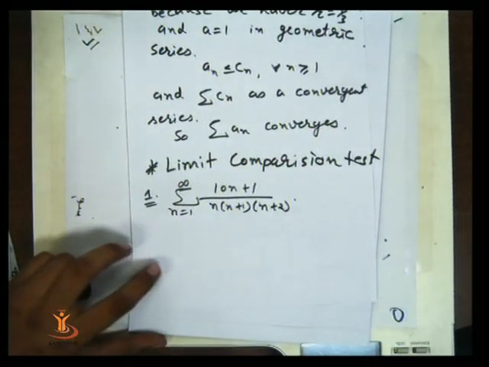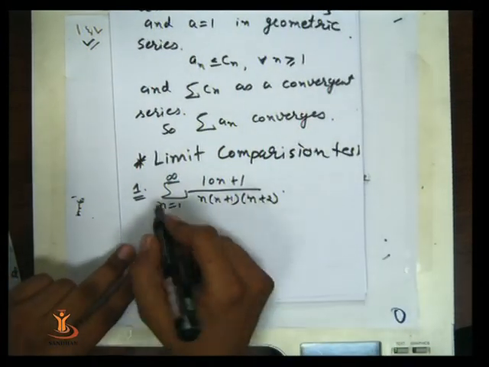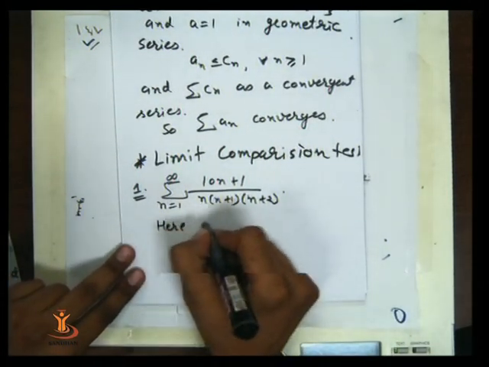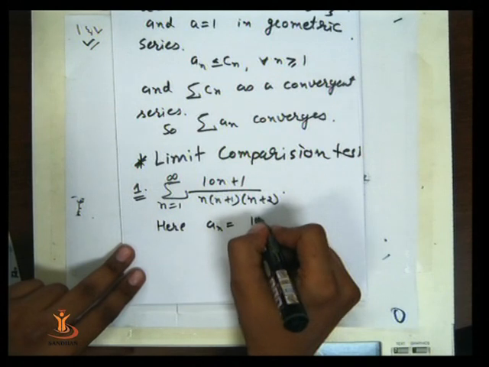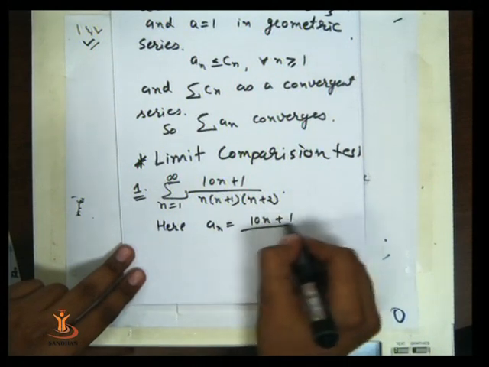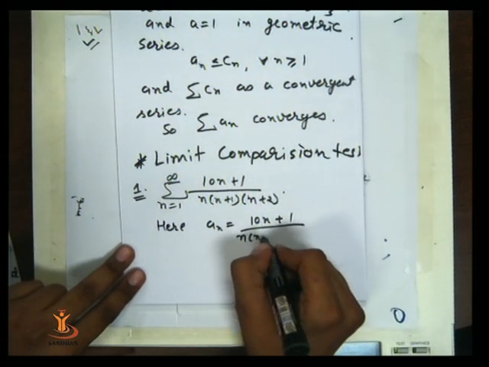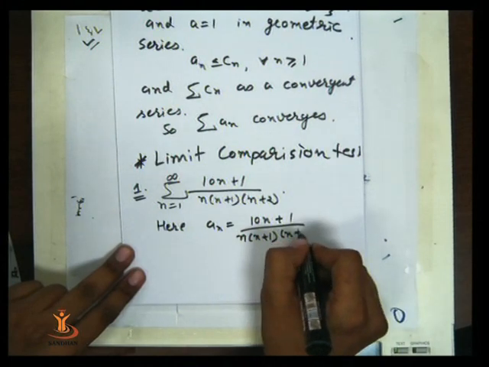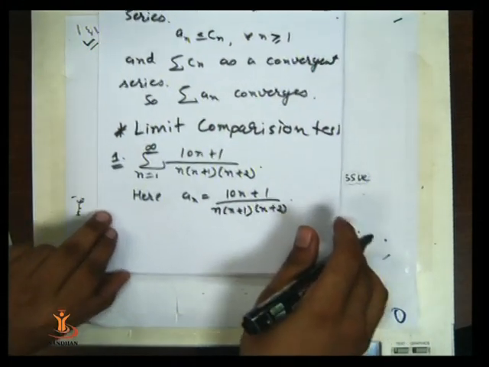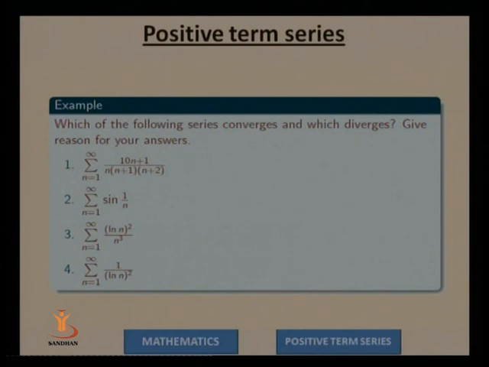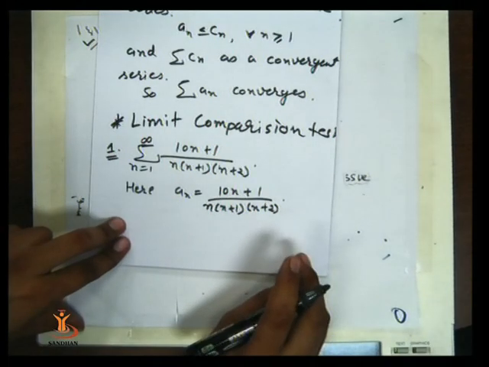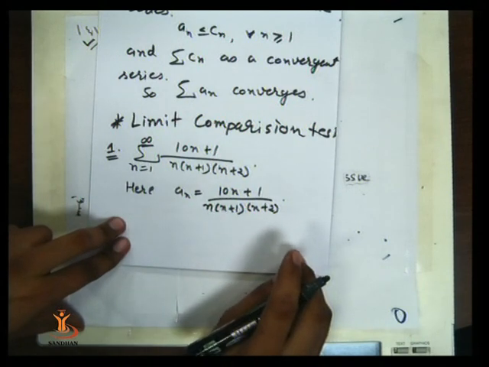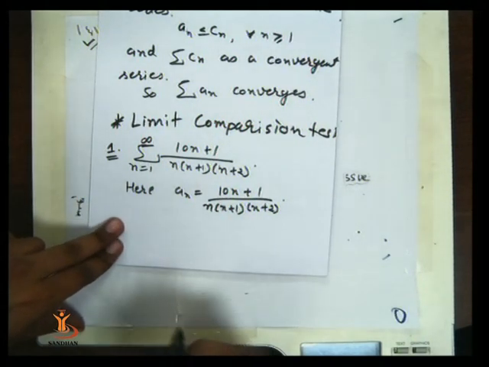So this is our first example. Now here what we have, an is equal to 10n plus 1 upon n times n plus 1 times n plus 2. So this is our an. Now from this an we want to find out bn, and for that what we have to do is take the highest power of n common from the numerator as well as from the denominator.